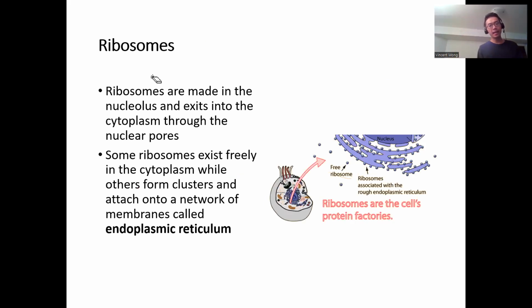I'm just going to read it to you. It's basically the same thing I've been telling you for the past 15 minutes. Ribosomes are made in the nucleolus and exit into the cytoplasm through the nuclear pores. Some ribosomes exist freely in the cytoplasm, the ones that are just floating around. Some are attached to the endoplasmic reticulum, which makes it rough ER.